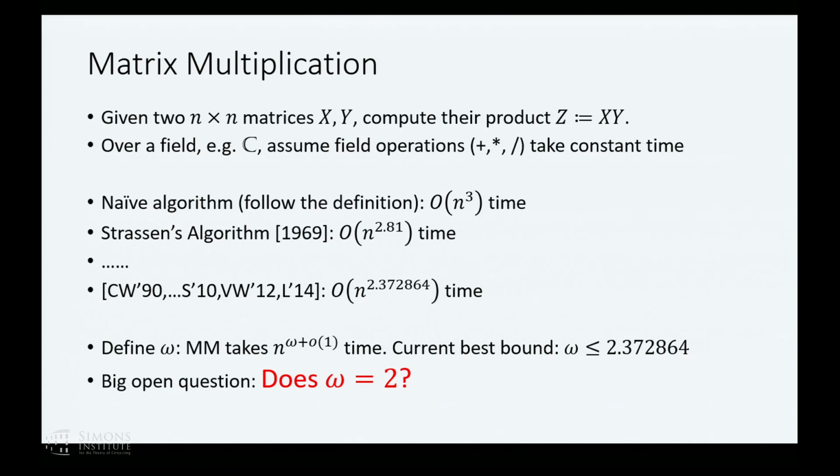Why should we even believe that? Well, we don't have any lower bounds that tell us otherwise. But why should we believe it should be omega equals 2? Throughout the last decade that I've been thinking about this problem, now I think omega is bigger than 2.